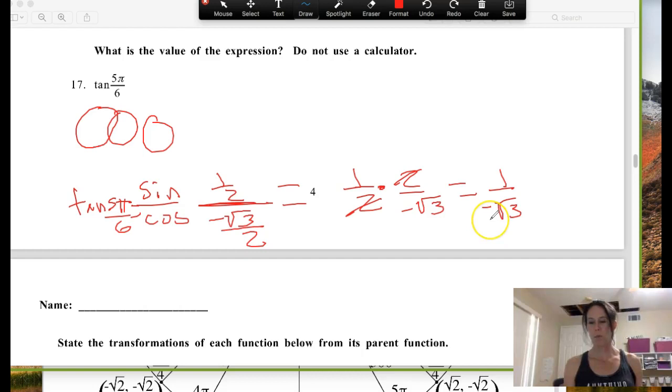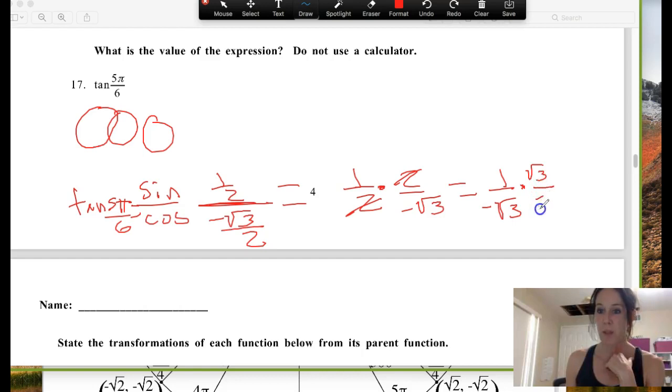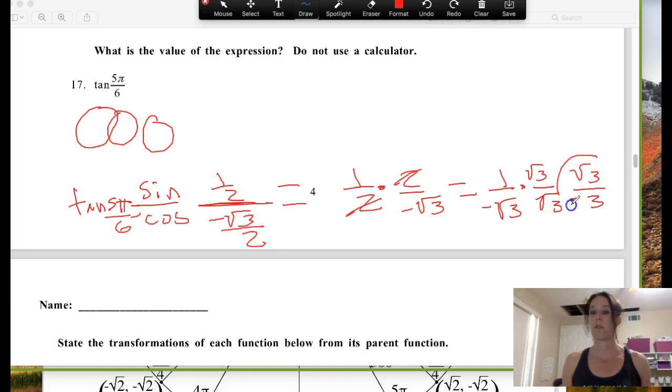Now remember that rule about not having radicals in the denominator, okay? Because they're annoying to divide by. So we're going to rationalize it. We're going to multiply the top and bottom by the square root of 3. That gets rid of the radical in the denominator. So when I do that, I get square root of 3 on top, and then square root of 3 times the square root of 3 is 3, and it is negative. So I get negative the square root of 3 over 3. And that's the tangent at 5 pi over 6.